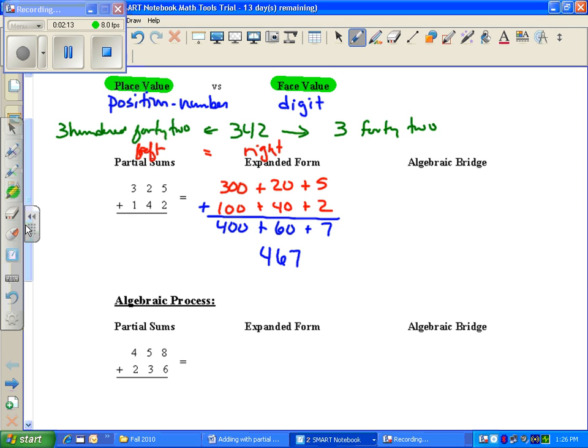No longer are we going to do that thing called borrow and carry that you used to know. We're going to add it. We always like to go vertically when we add. Writing it out horizontally in expanded form is okay, but it's long. So we're going to add the 100 column. 300 plus 100 is 400. Then we're going to add the tens column. So now we're looking at this place value, and 20 plus 40 is 60. 5 plus 2 is 7. Adding these, 467. This is the technique that we're really going to work on because it has a lot to do with the algebraic process.